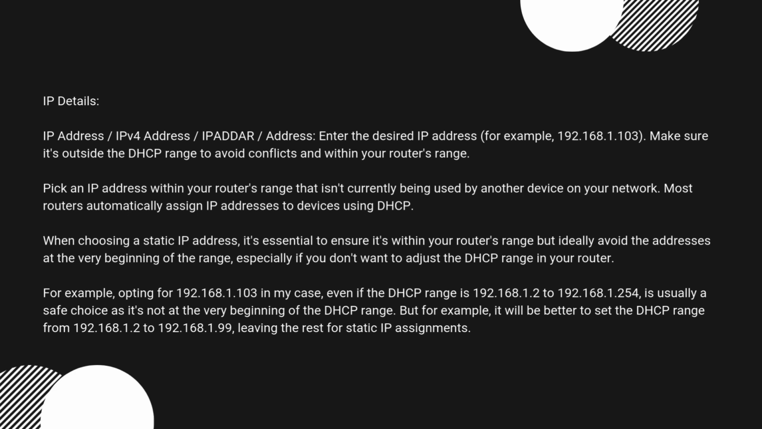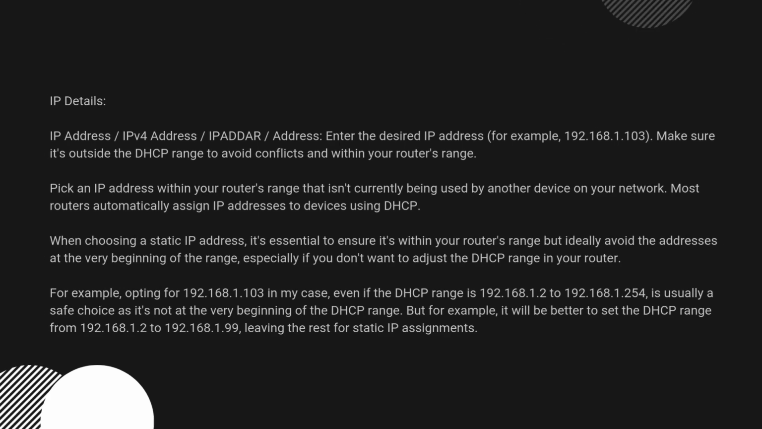But for example, it will be better to set the DHCP range from 192.168.1.2 to 192.168.1.99, leaving the rest for static IP assignments.